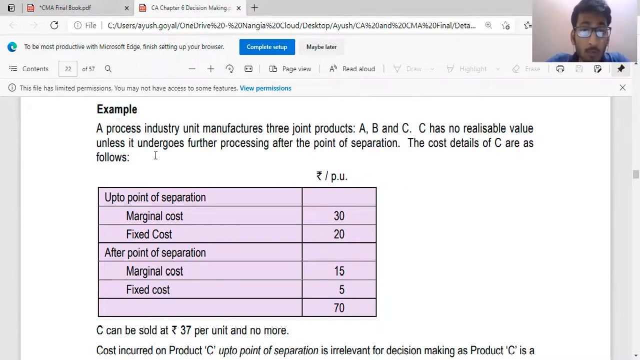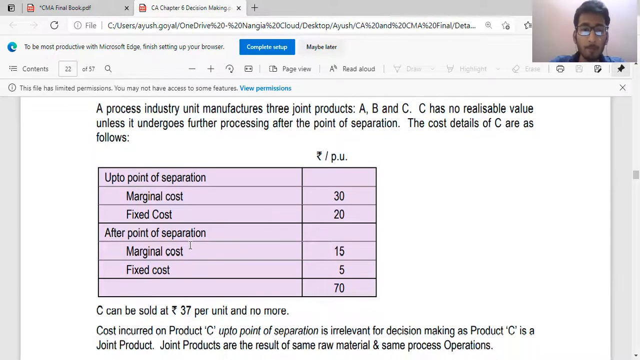A process industry unit manufactures three joint products, A, B, and C. C has no realizable value until it undergoes further processing after the point of separation. The cost details of C are as follows. Up to the point of separation, we are given some costs, marginal cost and fixed cost. After the point of separation, the marginal cost and fixed cost are also given to us. C can be sold at 37 rupees per unit and no more.